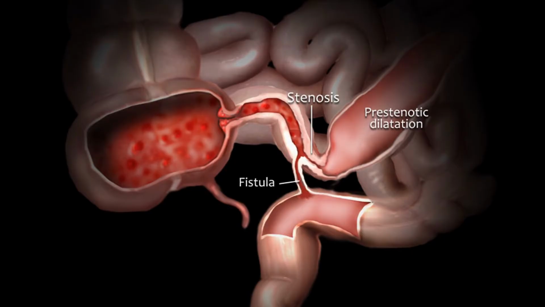Here again is another situation that you can see with Crohn's disease in a late stage or an exacerbated form. You see stenosis, and as a consequence of stenosis you'll see a pre-stenotic dilatation. That's where contents from the colon can't get through and it dilates. Here also we see illustrated a fistula.